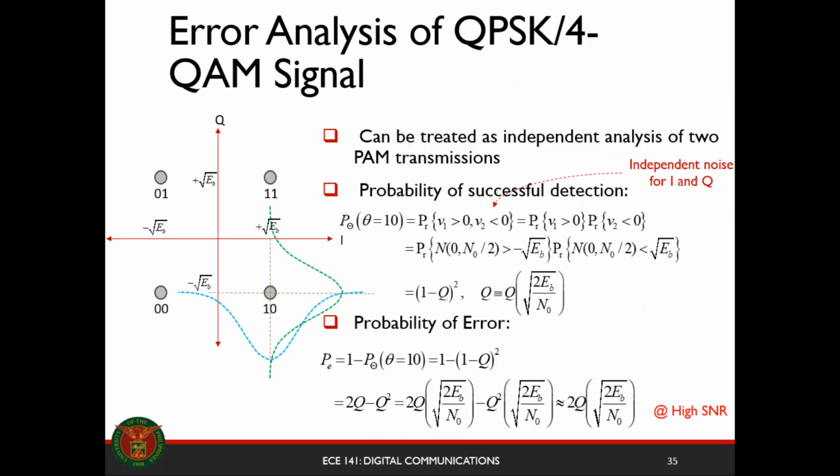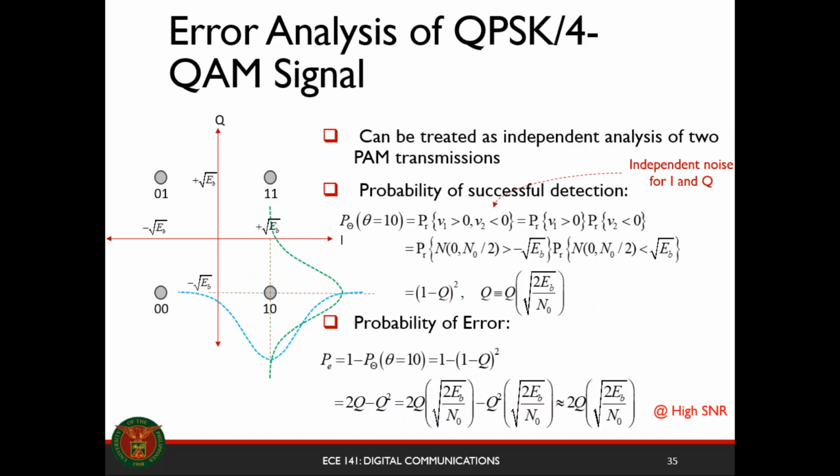Alright, so let's look at the case for QPSK, or for QAM, or for PSK. Basically, they're just equivalent. We can actually treat this as an independent analysis of 2PAM transmissions. Why? Because if you are displaced from this axis, if you cross over this axis or you cross over this axis, you'll always have an error.